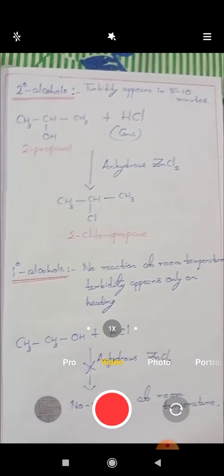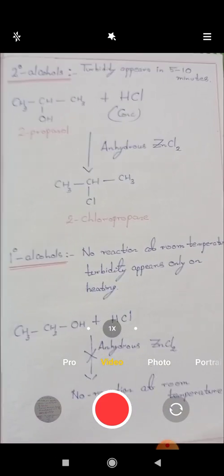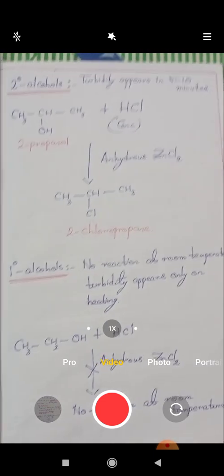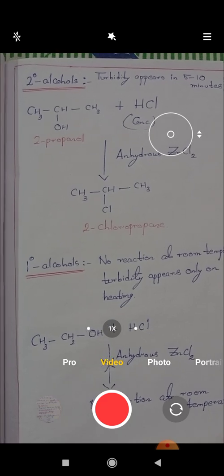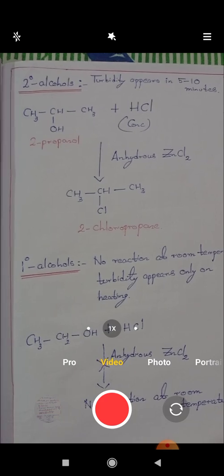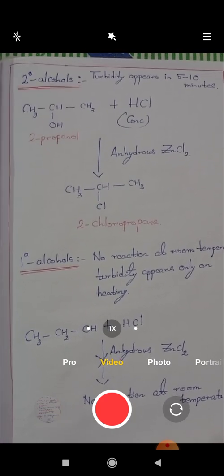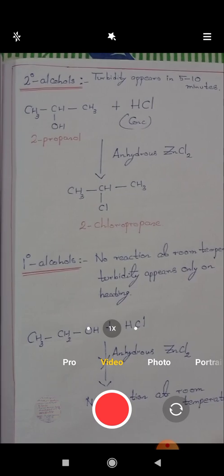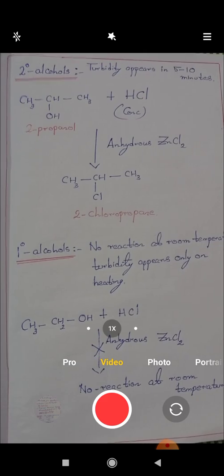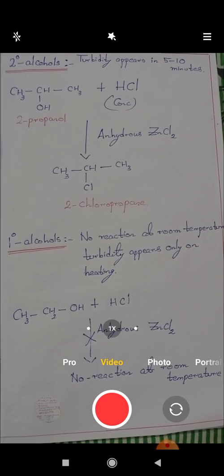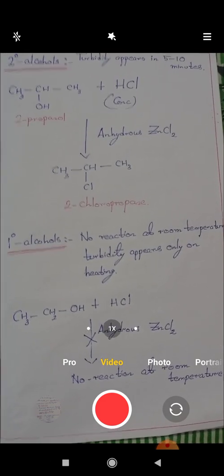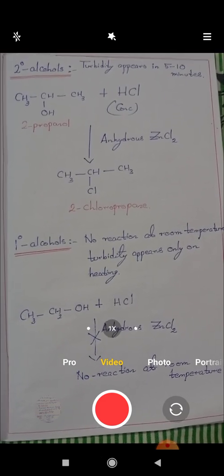Now moving to the next reaction, secondary alcohols. Turbidity appears in 5 to 10 minutes. The secondary alcohol taken here is 2-propanol, CH3, CHOH, CH3. It is 2-propanol because OH is attached to the second position on looking from either side. In the presence of concentrated hydrochloric acid and anhydrous zinc chloride, it gives a compound by the name 2-chloropropane. The important observation is turbidity appears in 5 to 10 minutes.